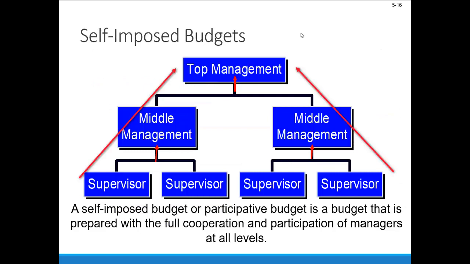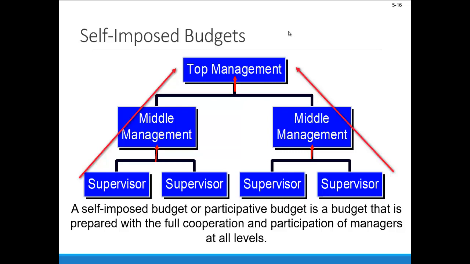Now, there are many different tacks that organizations can and do take with regard to budgeting processes. Two sort of fundamental approaches are top-down or bottom-up budgets. Now, a self-imposed or participative or bottom-up budget is one that's prepared with the full cooperation and really input, if you will, of managers at all levels.